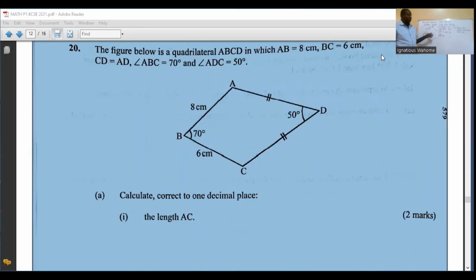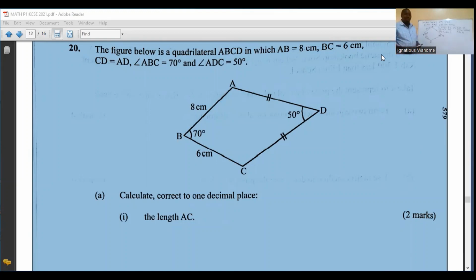Now, in today's lesson, we are going to cover KCSE 2021, Paper 1, Question number 20. The question was on sine and cosine rule, as you can see. So let's go through the question together.